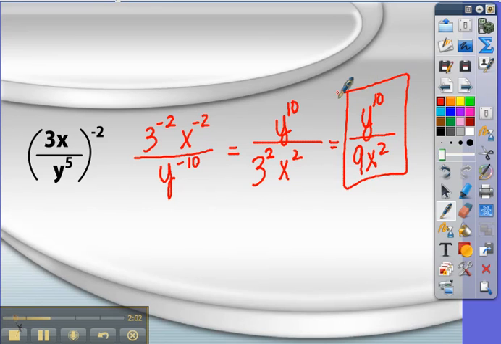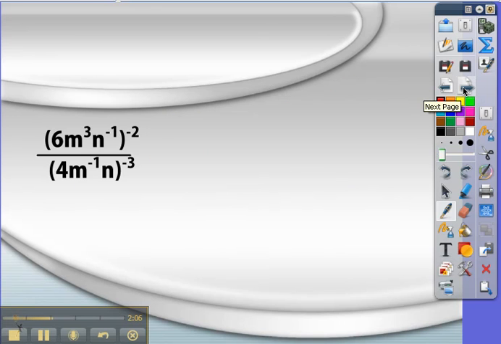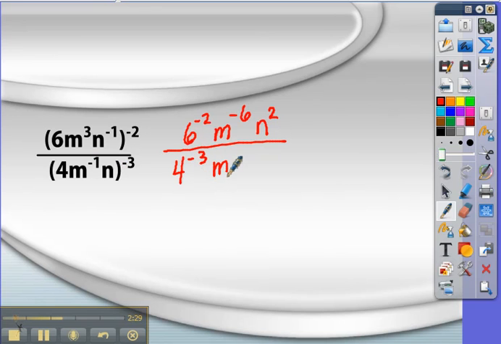Let's try another one. This one we have a fraction. Got to take the -2 and distribute it through. So I'm going to have a 6 to the -2 and m to the -6. Power to a power, you're going to multiply, n to the 2nd. Same thing on the bottom. Take this -3 and put it on everything that's inside there. 4 to the -3rd. M to the, a -1 times a -3 is a +3. N to the -3rd.